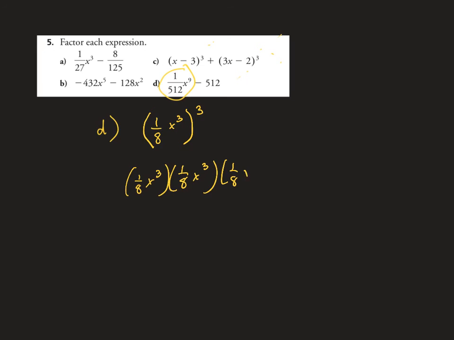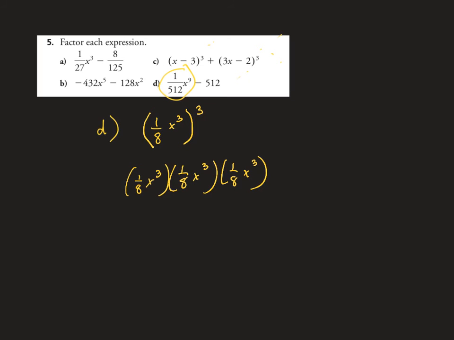Now, part D. This is something cubed, but this is something to the 9, really, it looks like, right? But if you notice, 1 over 512 is actually 1 over 8 cubed, and x to the 9 is actually x cubed cubed. So if you do 1 over 8 x cubed cubed, this is going to be 1 over 8 x cubed times 1 over 8 x cubed times 1 over 8 x cubed.